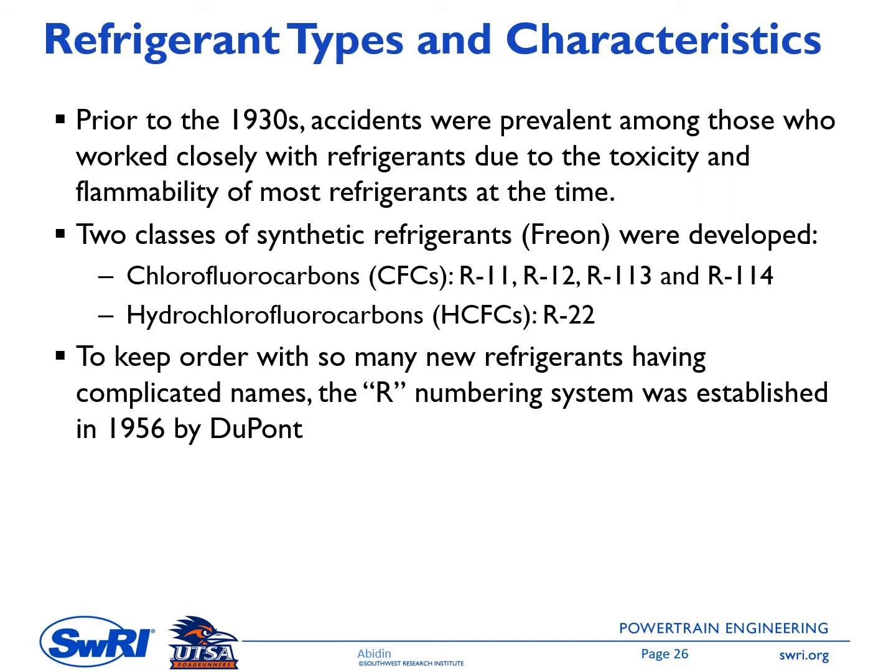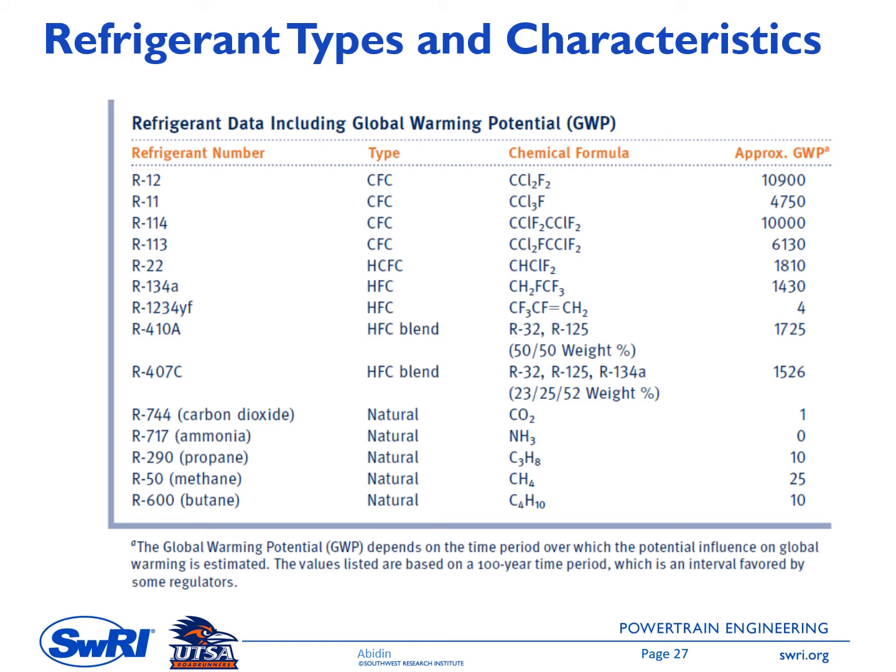And as I mentioned to you, there is an elective course about refrigeration and heat pump systems. One of the topics will talk about the refrigerants and the rules for naming them and so on. And then this table is showing refrigerants including the global warming potential number.